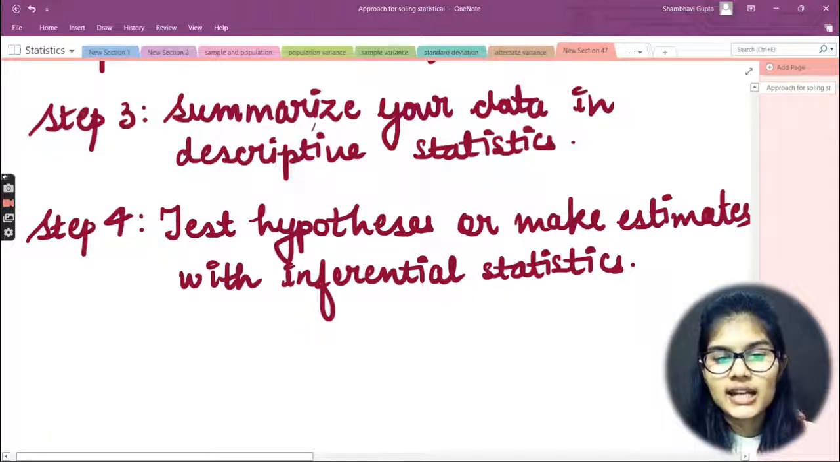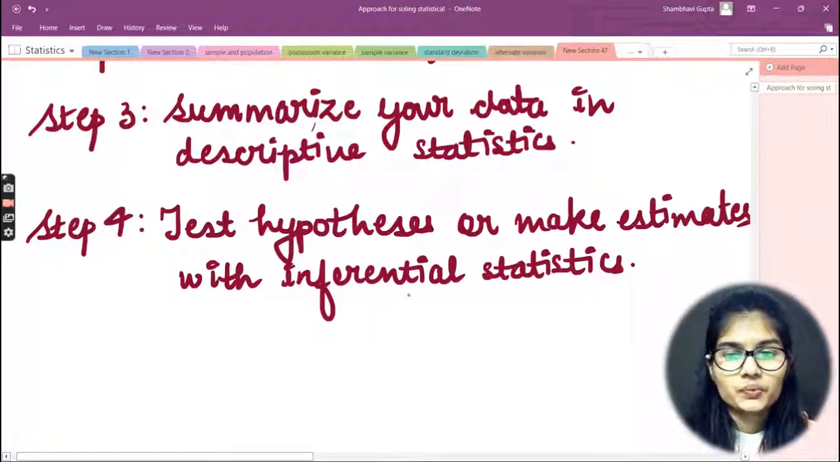So the estimation and the hypothesis things will come and help you. Okay, so what are the different estimations, like point estimation, interval estimation, all of those things will come up here. You have to apply all of those respective rules, and then further you have to do the hypothesis testing, or make estimates with the inferential statistics. So in step number 3, the descriptive statistics came into use, right? In step number 3, you used the descriptive statistics, and here in step number 4, you have to use the inferential statistics.